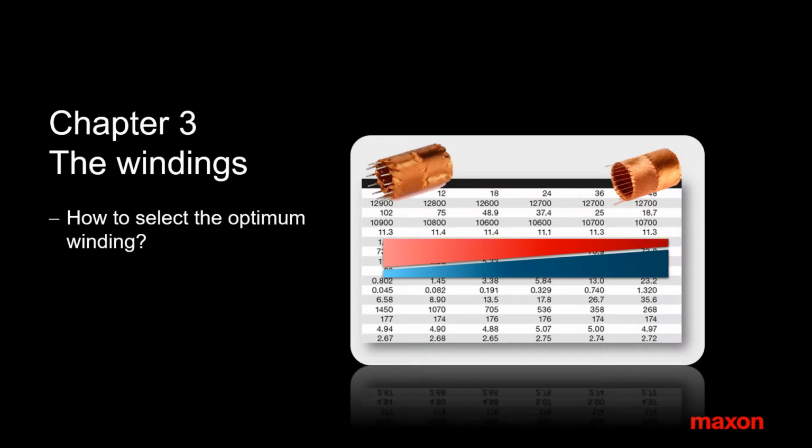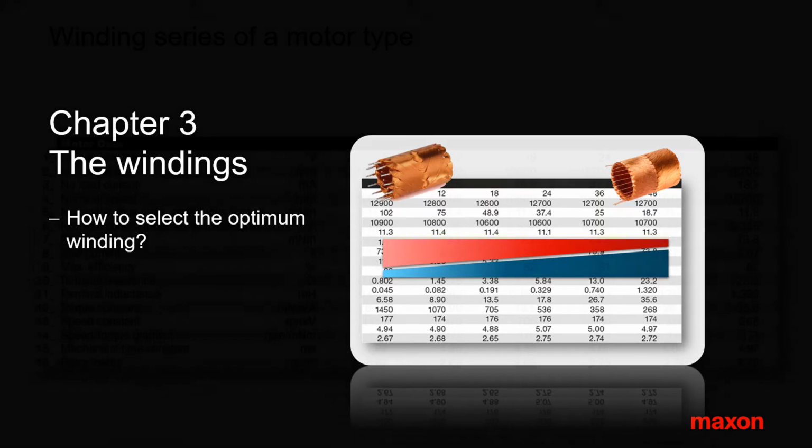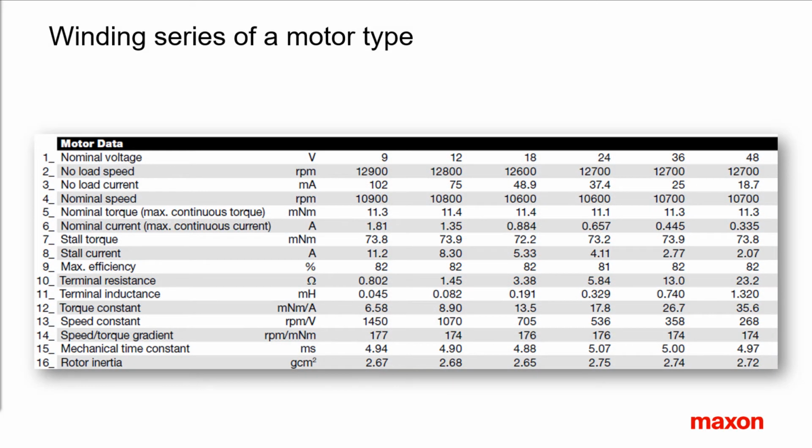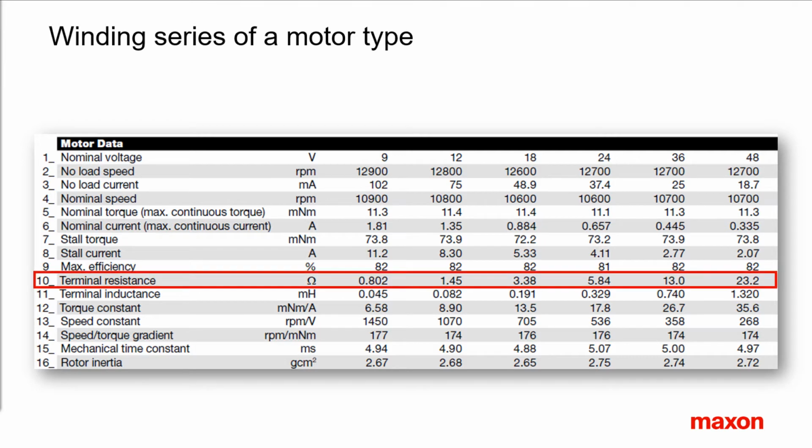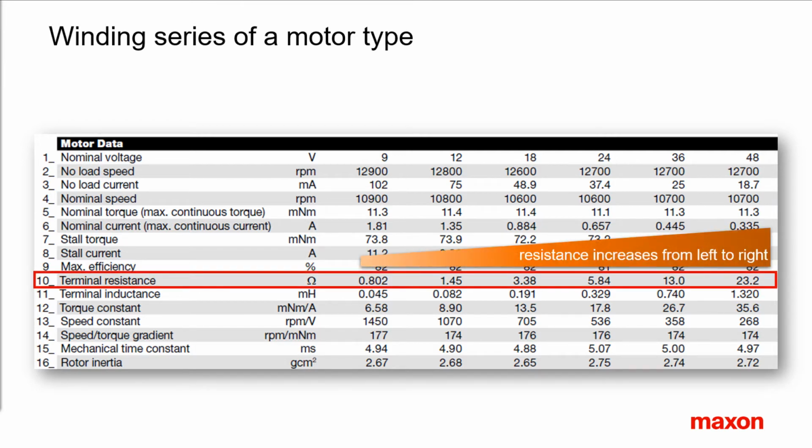Maxon motors can be made with different windings. This third chapter deals with the properties of the winding series. In the Maxon catalog, the different windings of a motor type are listed in columns. The column order stems from the winding resistance that increases from left to right.